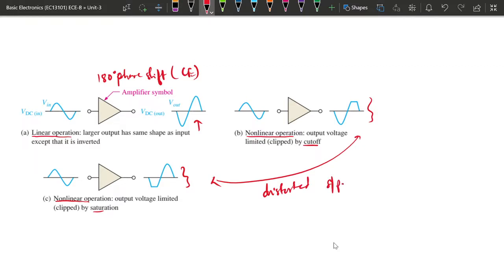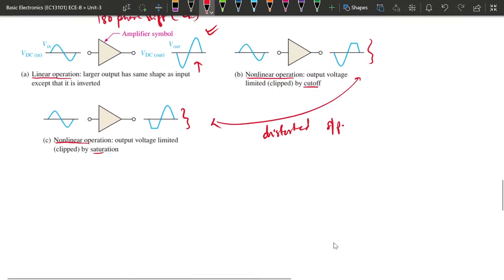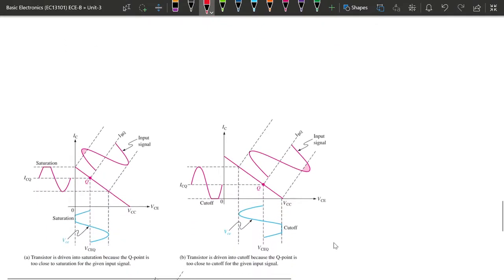To avoid this distorted output, we need to bias the circuit such that we get the perfect output, not a distorted one. So biasing of the BJT is required, so that we get a perfect output, not a distorted output. That can be done with the proper selection of the operating point.